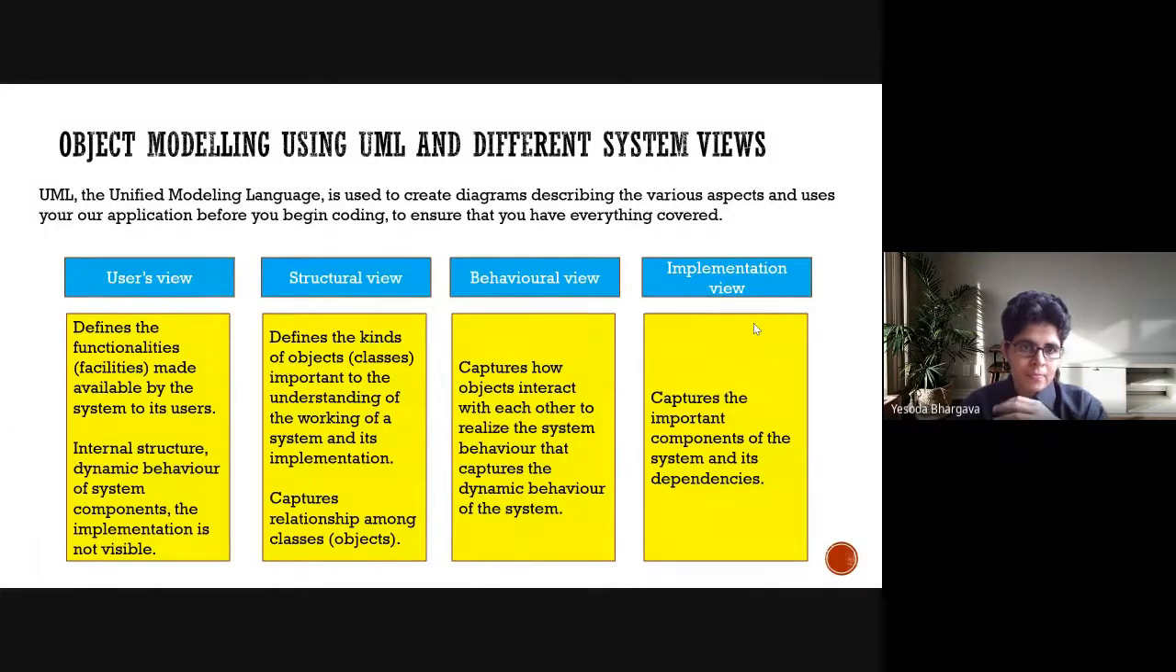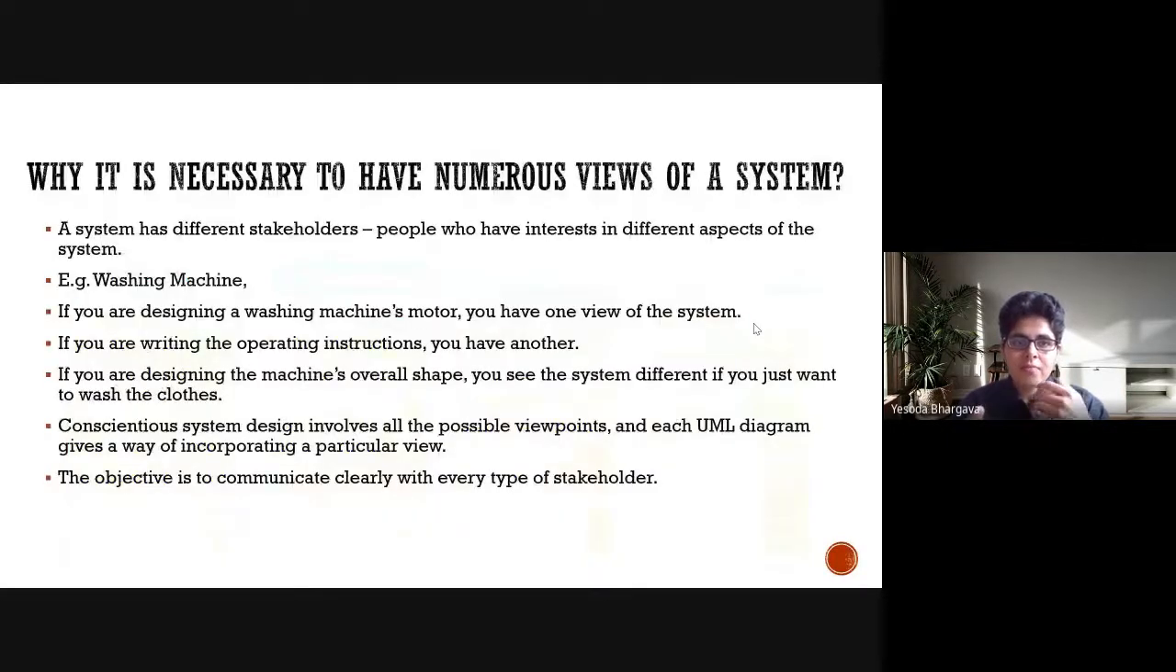The reason that we have numerous views of the system is that it's generally good to have multiple views of the system, because a system can have different stakeholders, people who have interest in different aspects of the system. But that is about the stakeholders. Even as a developer, when you look at your system from different views, you can understand much better what your system is exactly doing, and that will automatically get reflected when you are trying to implement your solution.